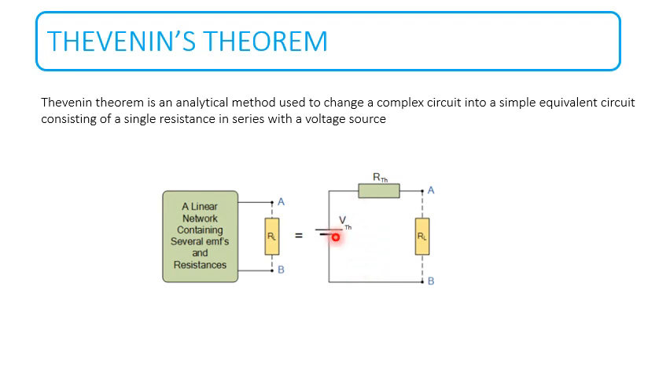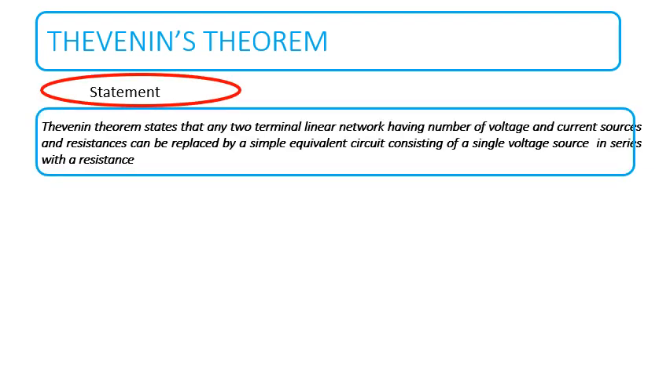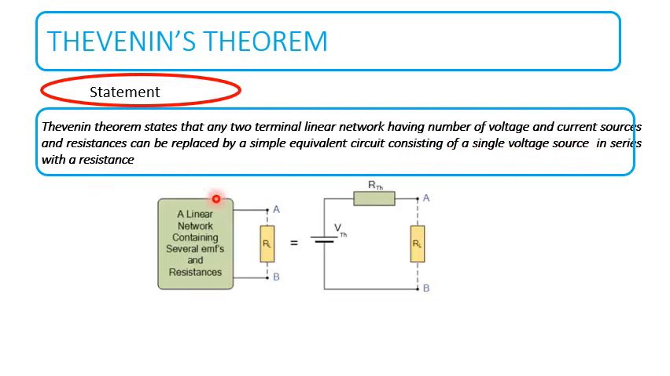This circuit is known as the Thevenin equivalent circuit. The Thevenin equivalent circuit will have a simple voltage source in series with a resistor. The magnitude of this voltage source is known as the Thevenin voltage VTH, and this resistance is known as the Thevenin resistance, represented by R suffix TH, RTH. Then the statement of Thevenin's theorem. Thevenin's theorem states that any two-terminal linear network having a number of voltage and current sources and resistances can be replaced by a simple equivalent circuit consisting of a single voltage source in series with a resistance.